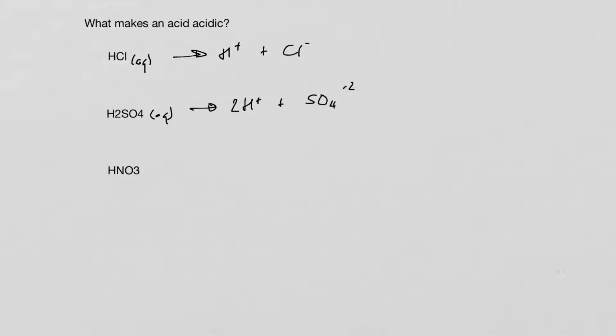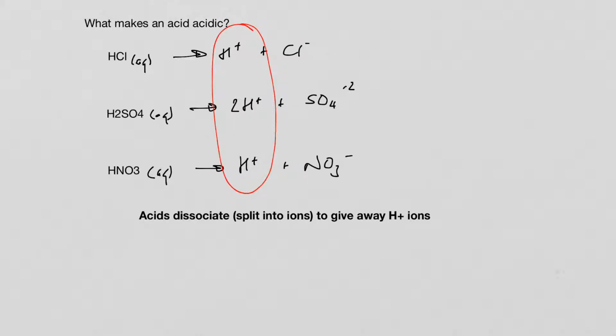Let's have a look at what happens with nitric acid. Again, it's got to happen in water, aq. And again, it splits down here to produce H+, there it is, and NO3-, there it is. So the crucial part about what makes an acid is this bit here. Acids in water dissociate or split up to release hydrogen ions. There we go, acids dissociate, which means split into ions, to give away H+ ions.